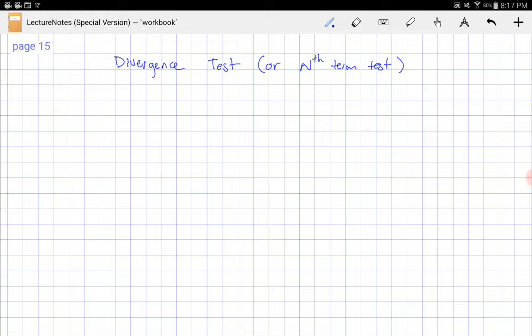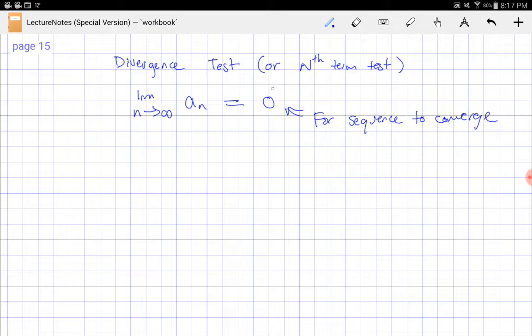we say that as n goes to infinity of some sequence, called the sequence a_n, the limit of the terms in your sequence has to go to 0 for the series to converge. This condition must be met for the series to converge.